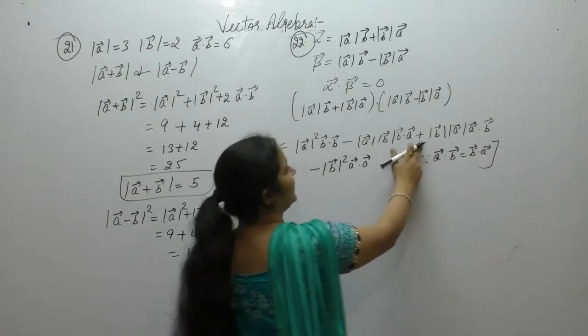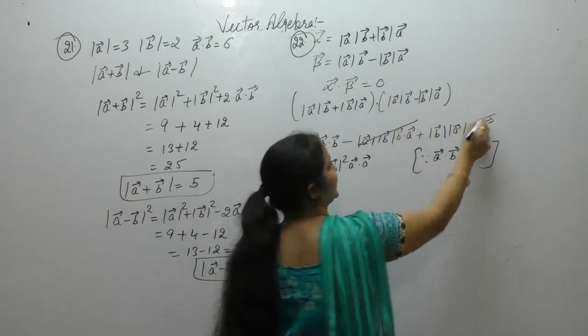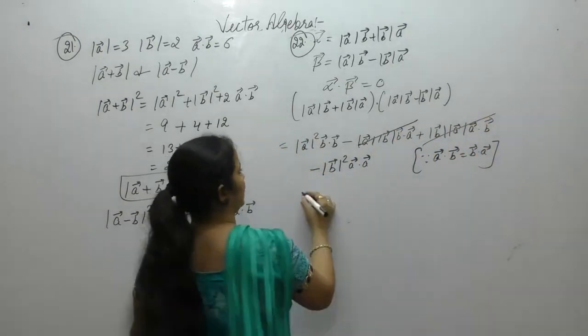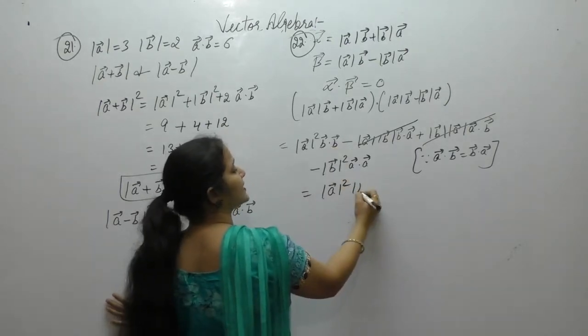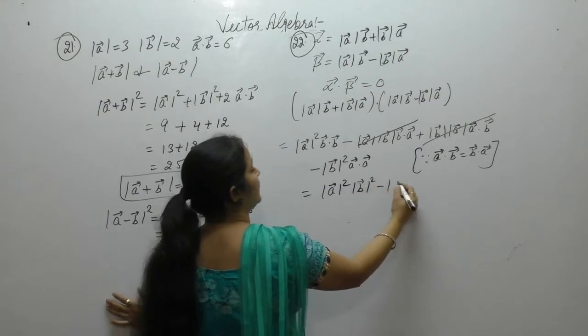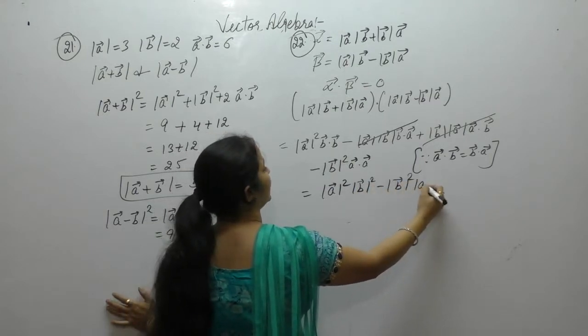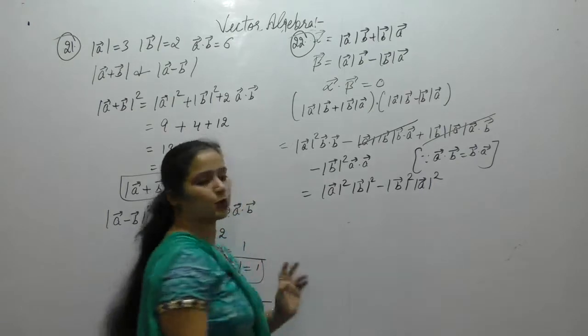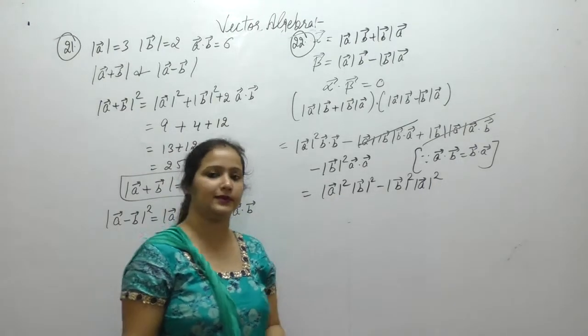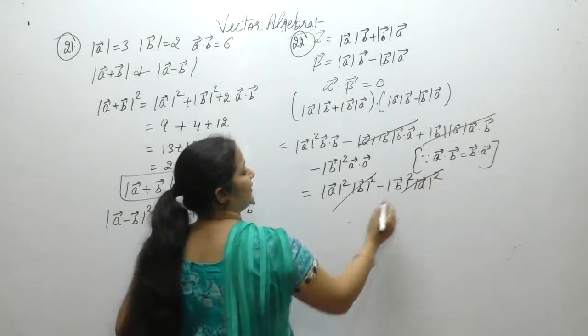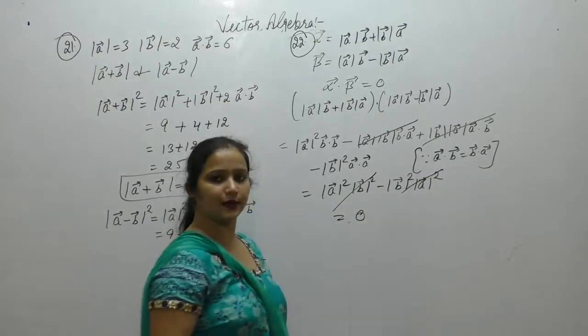And this is the sign with plus sign and this is with negative sign, so it will get cancelled. Now we are left with modulus of A square. B dot B is modulus of B square minus modulus of B square. A dot A is modulus of A square. In multiplication, whether the A term comes first or the B term, it doesn't matter. Therefore, it will get cancelled and the answer is 0.